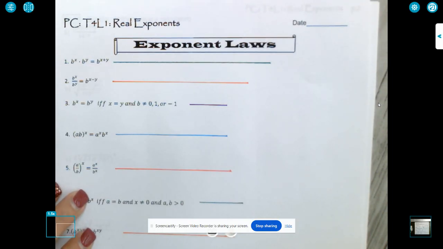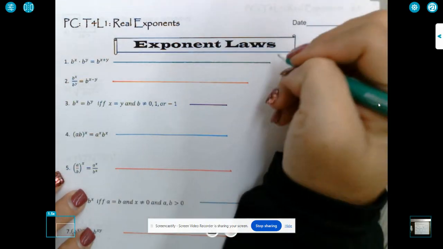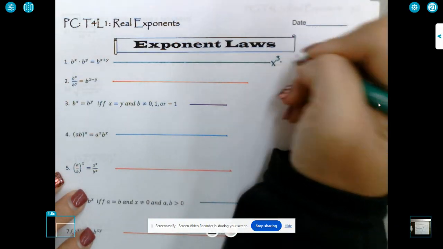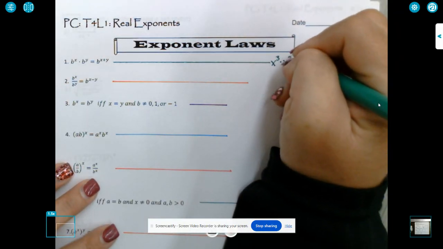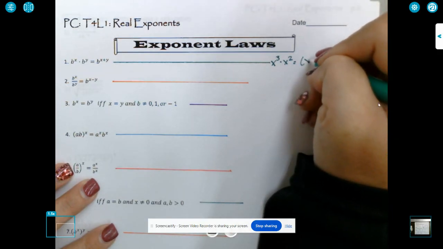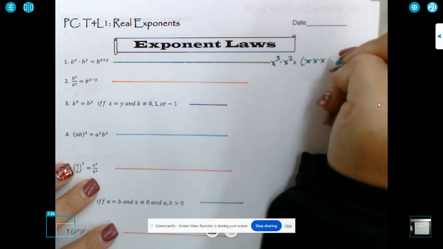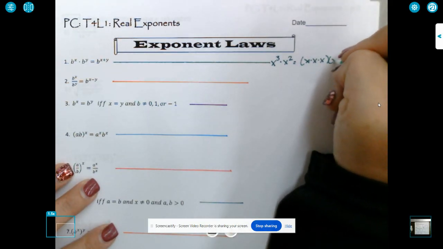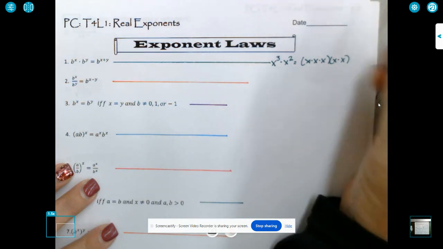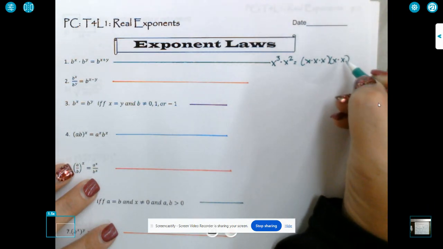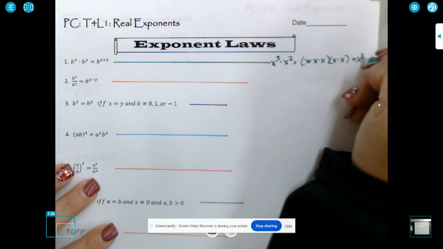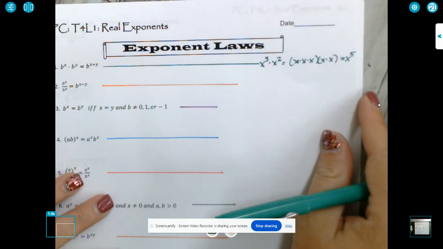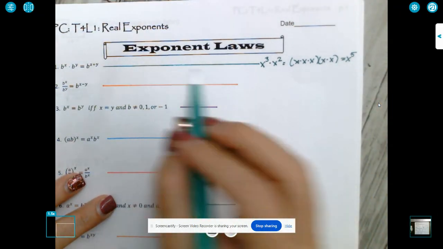All right, so b to the x times b to the y equals b to the x plus y. When I teach Math 1, I've always just said, hey, this is how it is, understand this. But I'm just going to give you an example of that. Like if we had x cubed times x squared. Okay, ultimately that's x times x times x times x times x. And when you look at that, that is 1, 2, 3, 4, 5, which is x to the 5th.